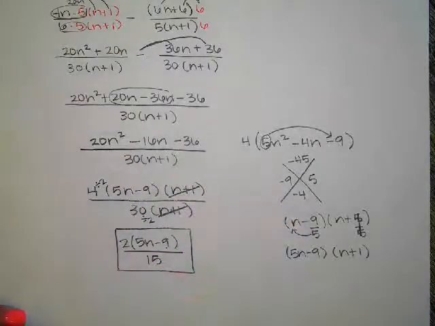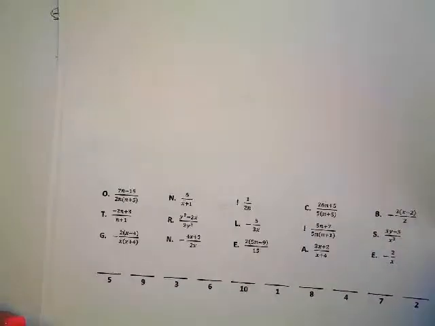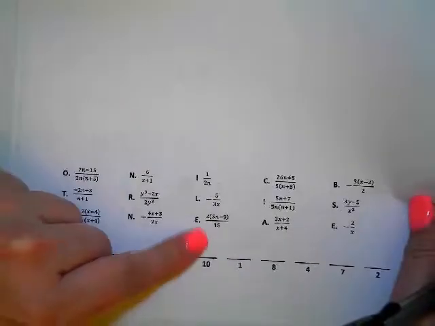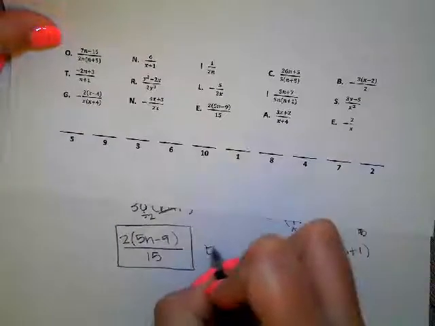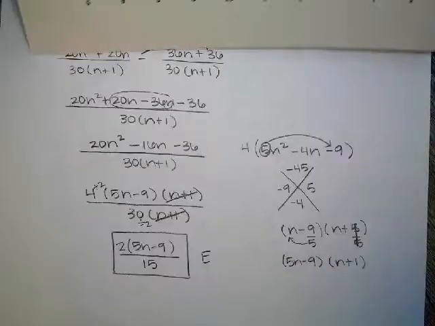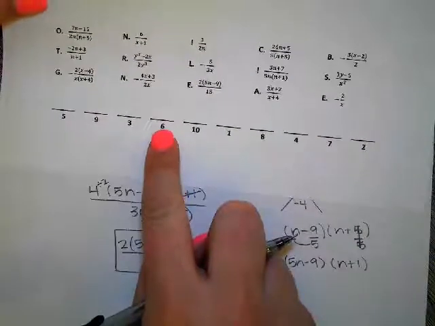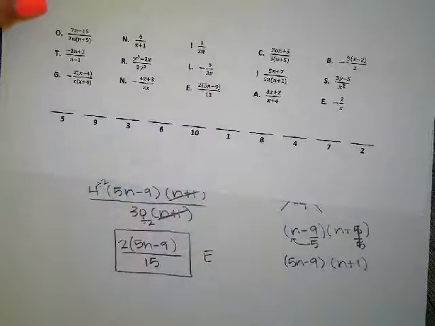So now, if I look at the back of my sheet, 2 over 15 is the letter E. And that was problem number 6, and so above the 6, we're going to put an E. Whew, tricky.